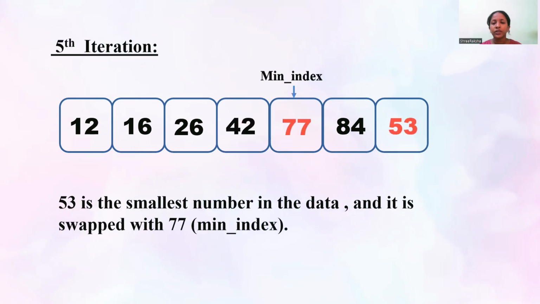In the fifth iteration, we compare 77 as the minimum element. Since 12, 16, 26, 42 are the sorted array and 77, 84, 53 is the unsorted array, we consider 77 as the minimum element, and among 84 and 53, 53 is the smallest element in the given data. So we swap 53 and 77.